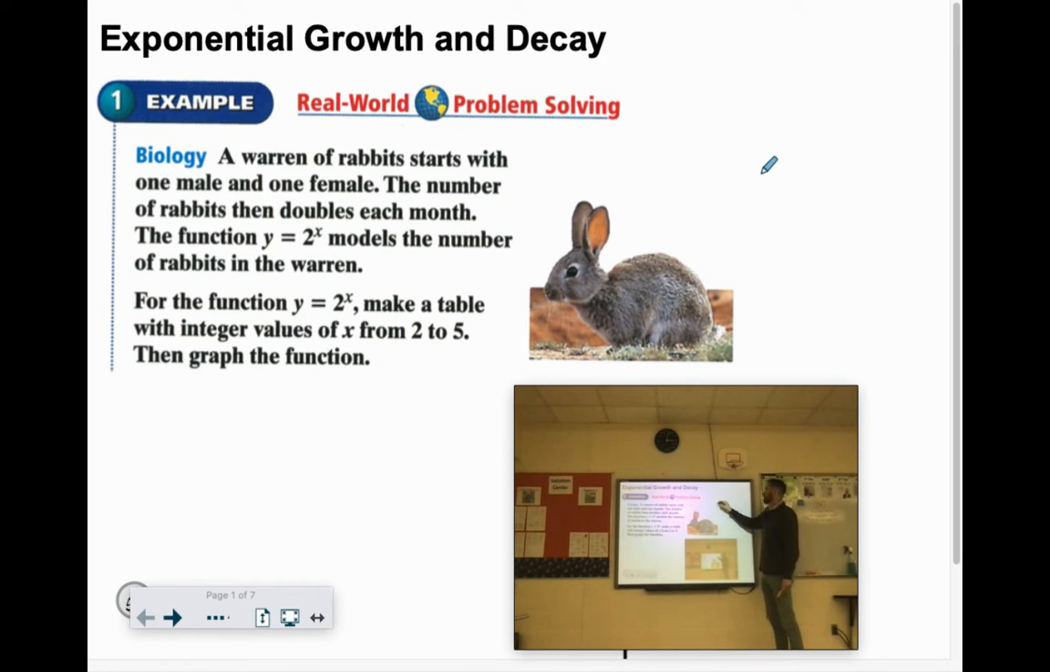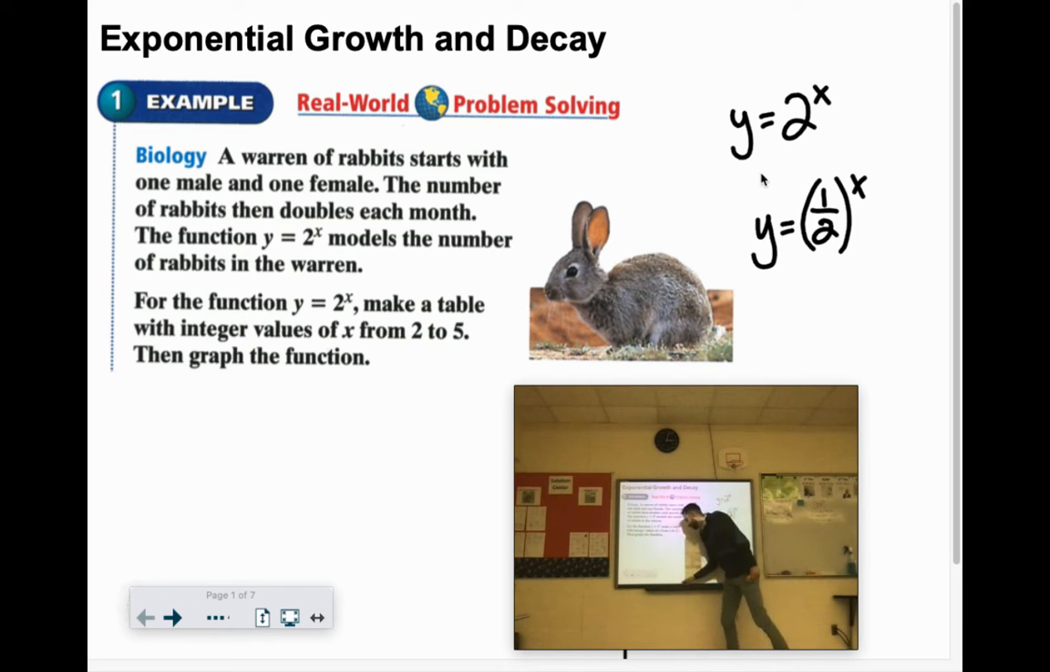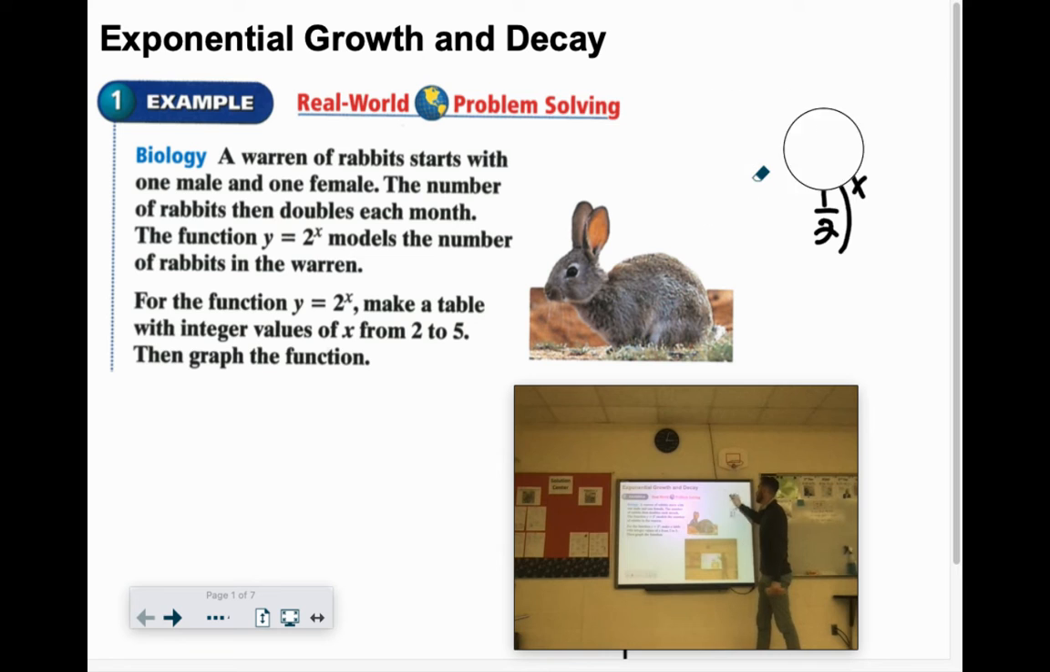So in our first example, you'll see y equals 2 to the x power. If the number with the exponent is larger than 1, it would show exponential growth. If the number is between 0 and 1, like if it was 1/2 to the x power, that's between 0 and 1, that would show decay. So we'll get there. The first few are growth, and then we switch over to decay.